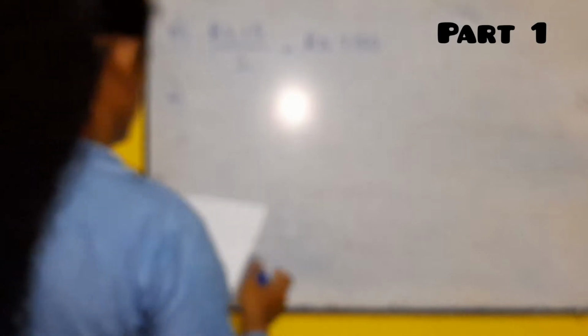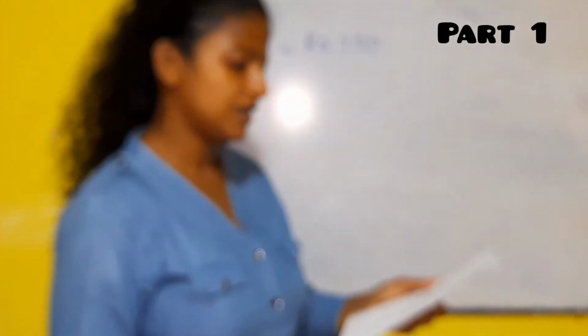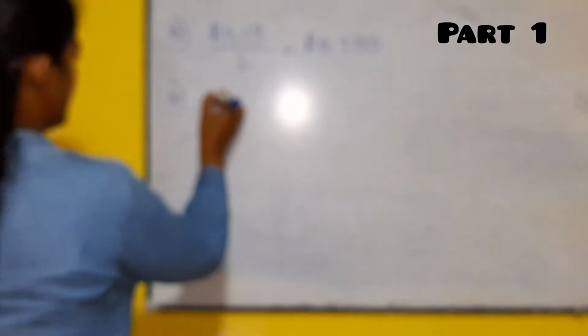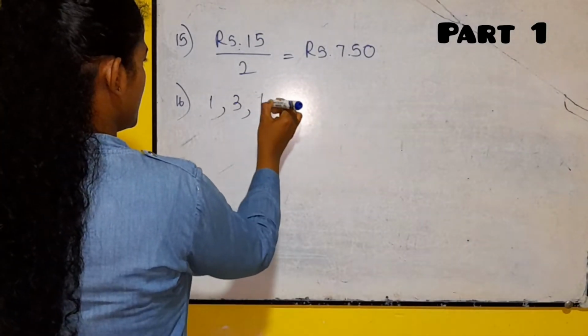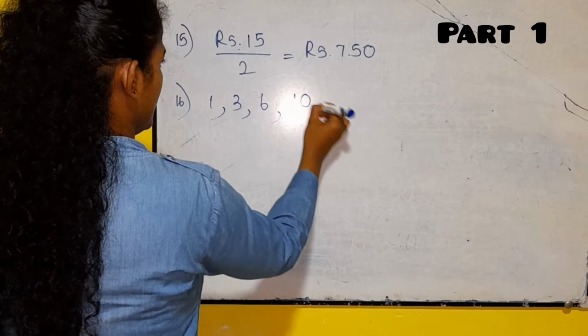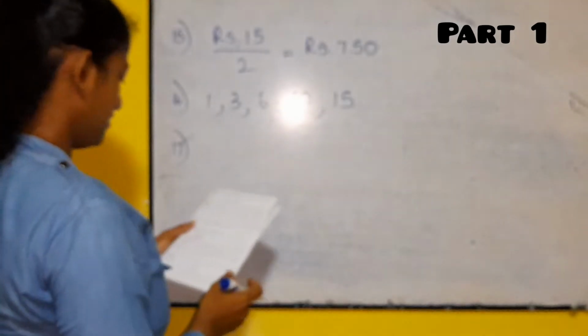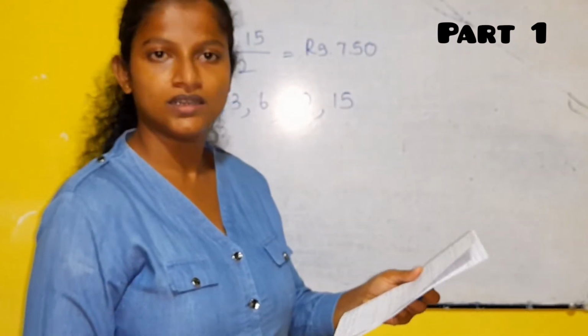Question number 16. Write down the next two terms of the triangular numbers. Number pattern is given as 1, 3, 6. Then the next term is 10. Next 15.